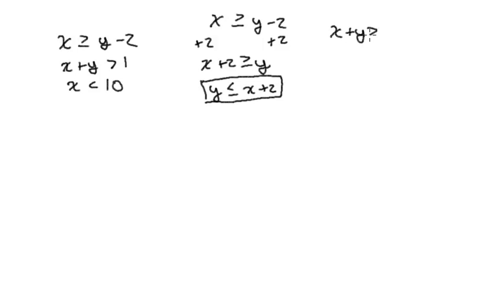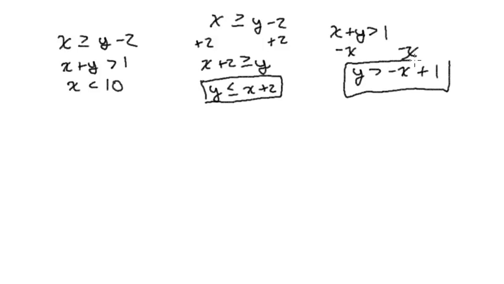Alright, now let's look at the next one. X plus y is greater than 1, so that's this one. Solving for y, subtract x from both sides. Y is greater than negative x plus 1. So here's our next one. Our last one is already solved. Now notice this is x is less than 10, so we have to remember that x lines are vertical, y lines are horizontal.